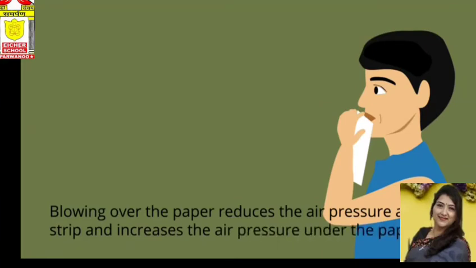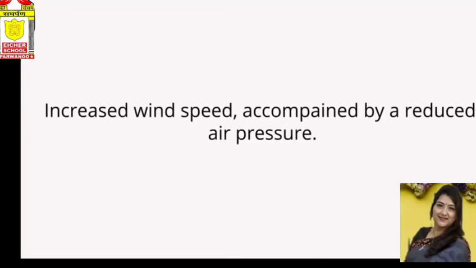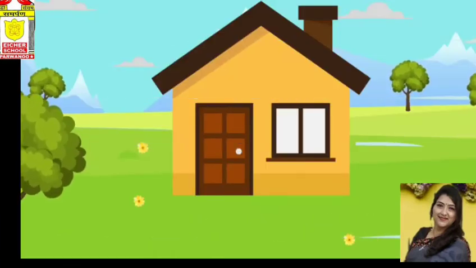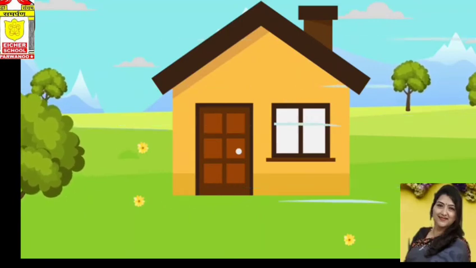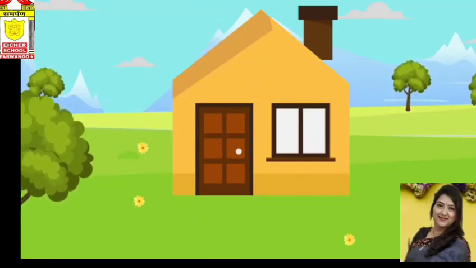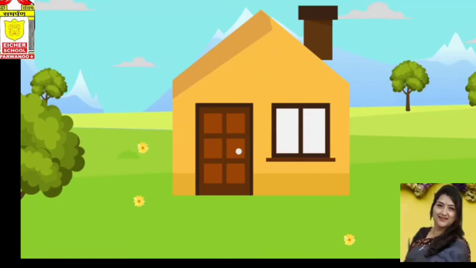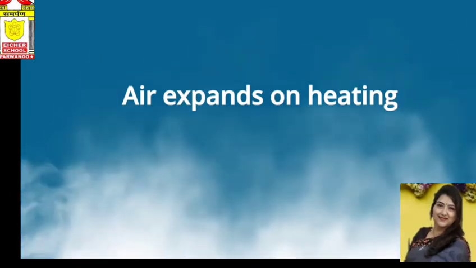So, students, all these activities prove that increased wind speed is accompanied by a reduced air pressure. If wind speed increases, air pressure decreases. That's why when high speed wind blows, the roofs of buildings lift up and are blown away, because due to high speed wind, air pressure outside the house decreases as compared to inside the house. Clear to everyone? Now let us discuss how air expands on heating.